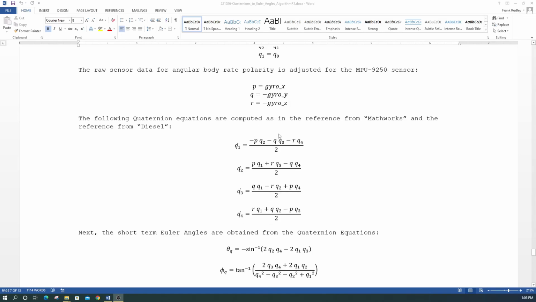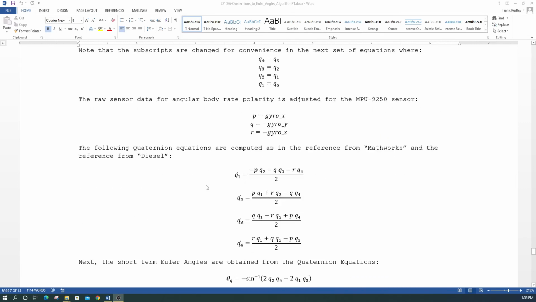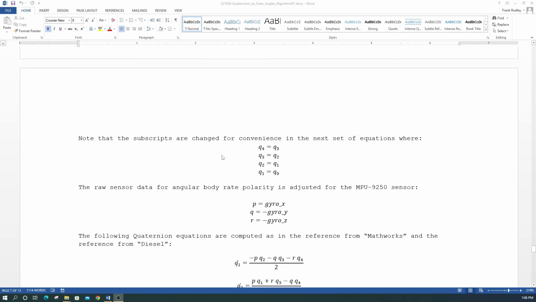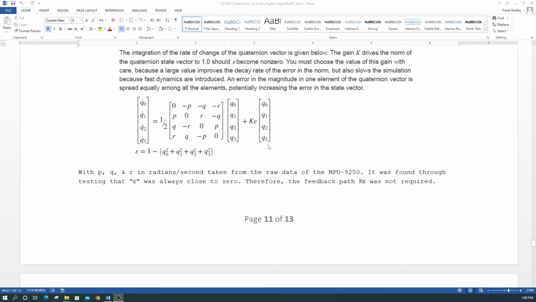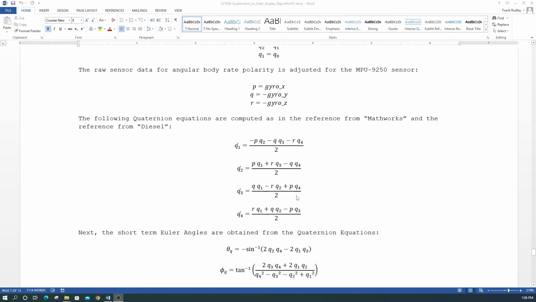So I made these differential equations here. It's basically just this matrix here. So I got Q1 dot equals minus P Q2 minus Q Q3 minus R Q4, over 2. Now don't get this Q over here, which is pitch rate, mixed up with this Q3, which is a quaternion component. Anyway, these are the four differential equations that fall out of this matrix here. With this being 0 and not needed, I generated these four differential equations.